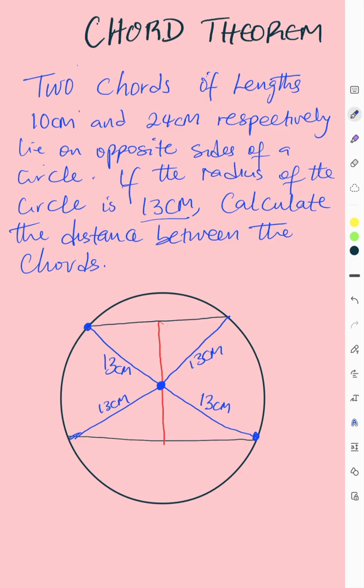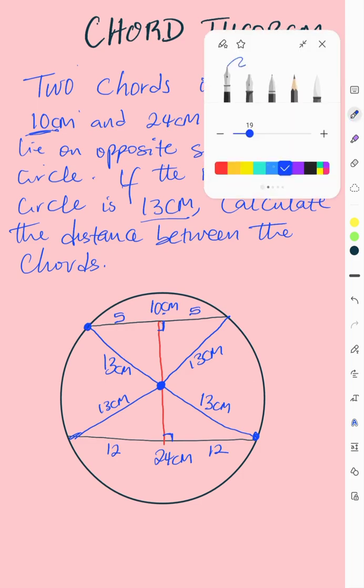And remember that any line from the center to a chord is always perpendicular to the chord. Then we are told that the lengths of the chords are 10 cm and 24 cm. So the one that is 10 cm should be this one that is shorter. So if this is 10 cm, it means that here should be 5 and here should be 5, because according to the theorem, this line in red bisects the chord. And this one, which is 24 centimeters, if you divide by 2, here will be 12 and here will also be 12. So our target is to get the distance between the two chords.